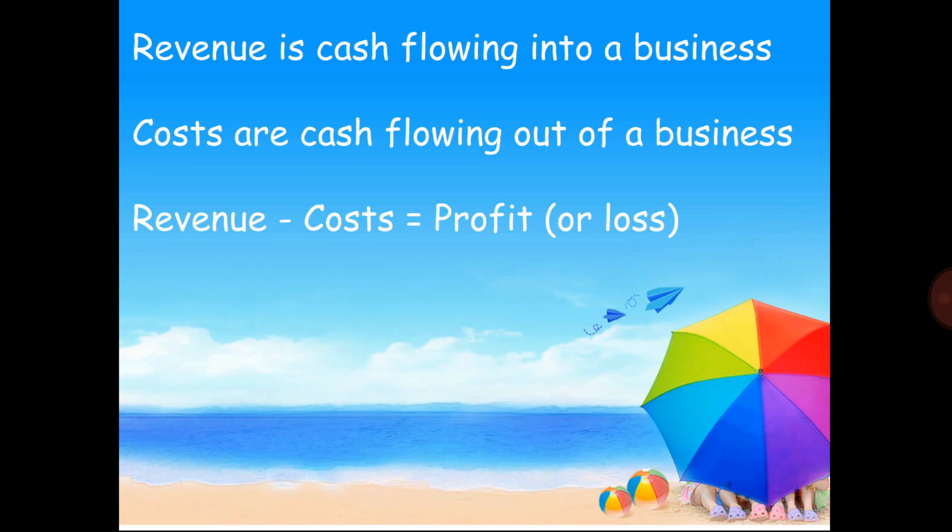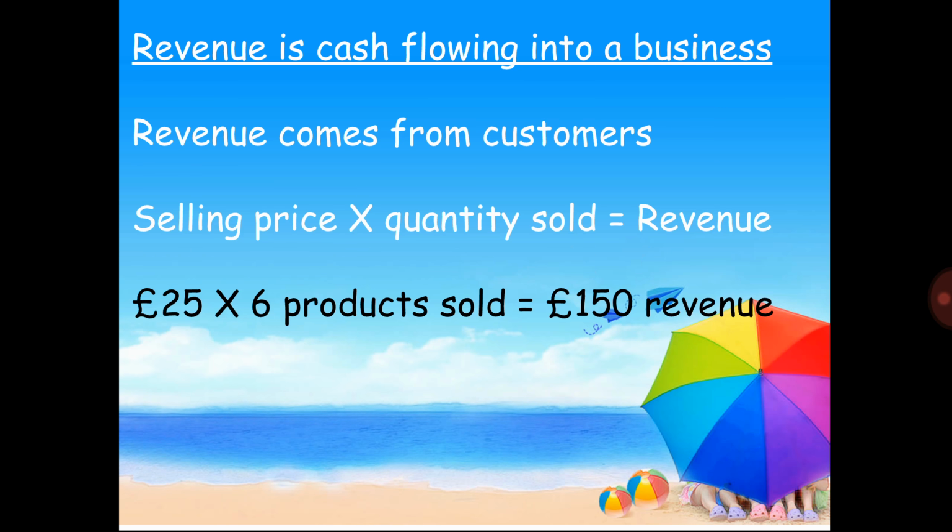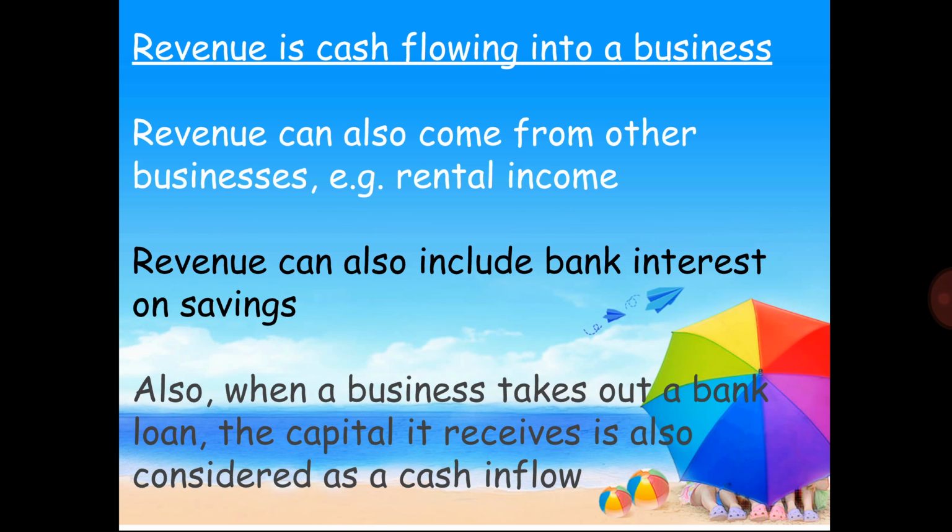Okay, now we're going to remind ourselves of revenue and costs and profit. Revenue is cash flowing into a business, costs are cash flowing out of a business, and revenue minus costs is your profit, or it might be your loss. So revenue tends to come from customers and businesses. The formula is the selling price times the quantity sold. So for example, £25 per item, 6 items sold, 150 revenue.